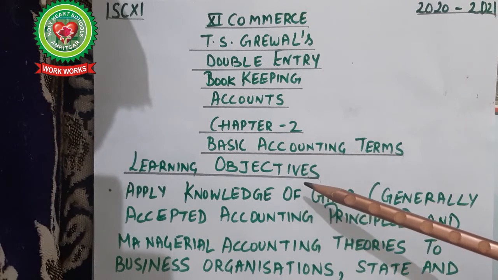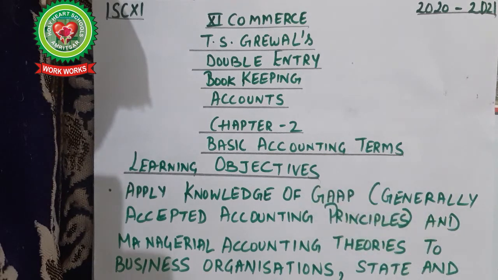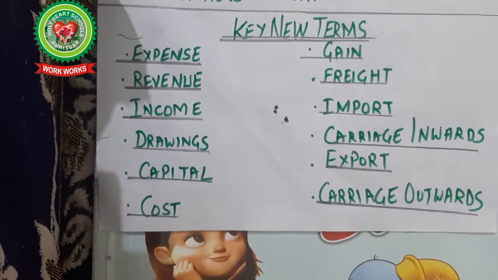For today, learning objectives: why we are making this lecture, why we are going through the basic accounting elements. First of all, to apply knowledge of generally accepted accounting principles and managerial accounting theories to business organizations, states, local governments and non-profit organizations. So today we are going to cover the following basic elements, your new key terms.